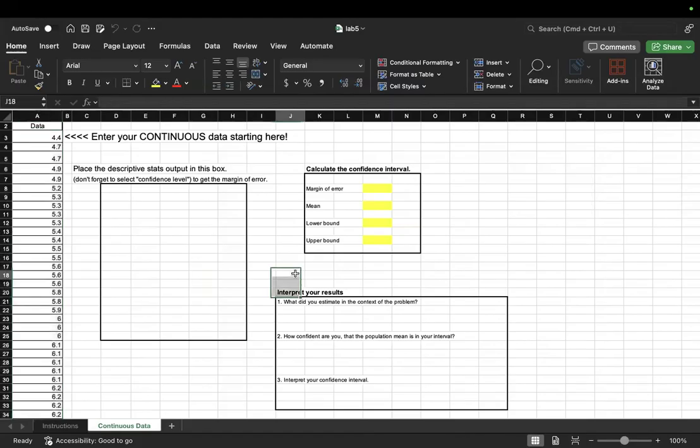All right. So you remember a long, long time ago in the land of Lab 2 when we used the descriptive statistics tool. It was that analysis thing that we turned on.